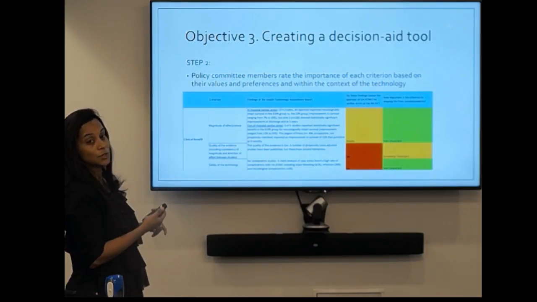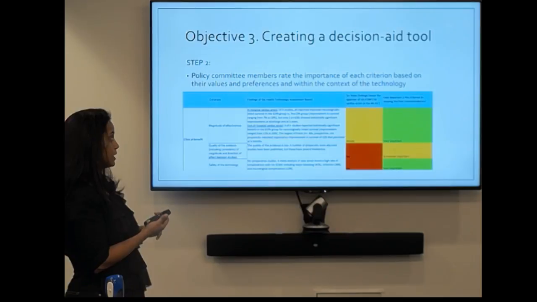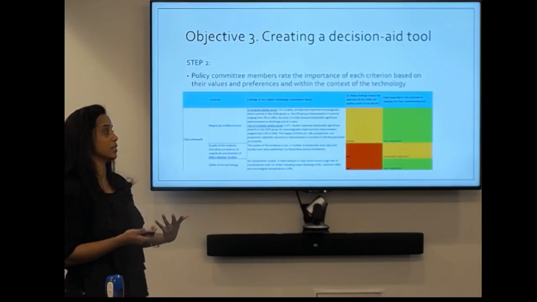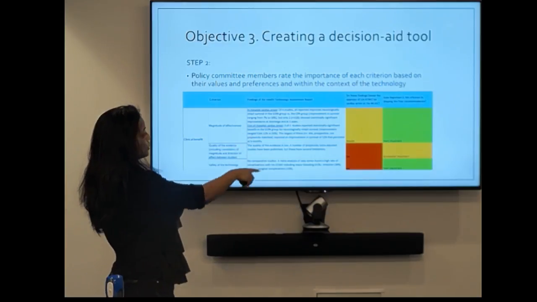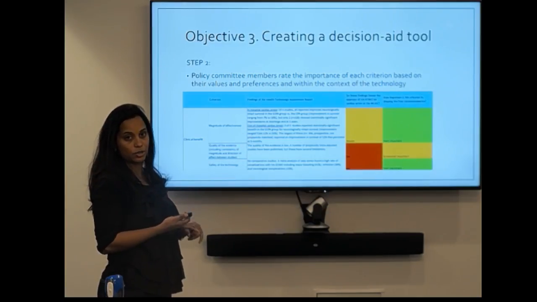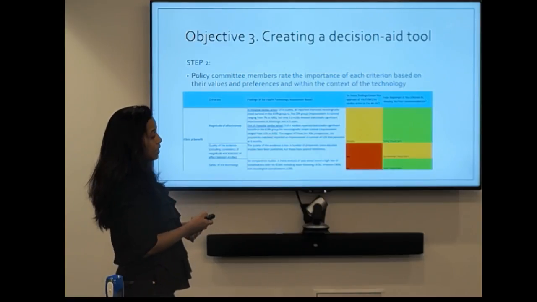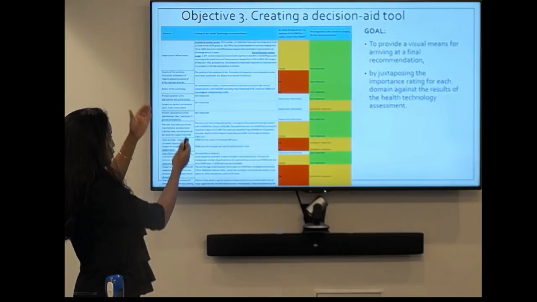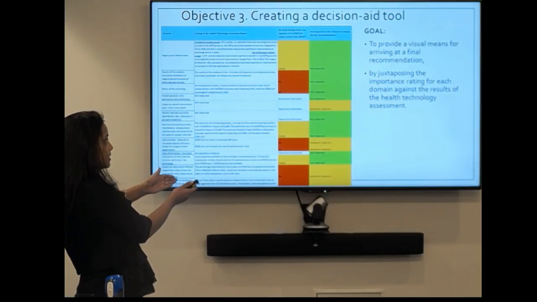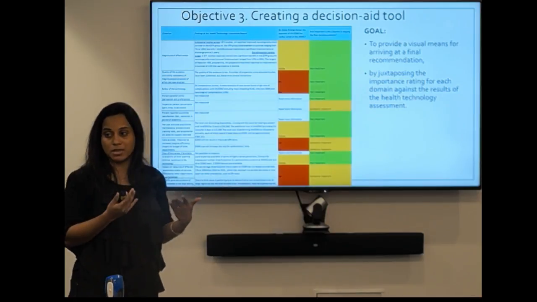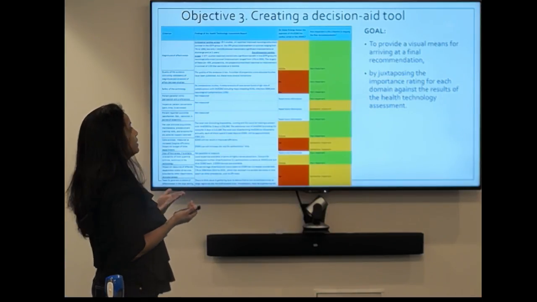So they would be asked to rate the importance of each criterion based on their own opinion and also within the context of the technology. So they would have the option of choosing between very important, somewhat important, and not at all important. And again, this would be color-coded because the idea is, all these garish colors, we used it to provide a visual means of arriving at a final recommendation.